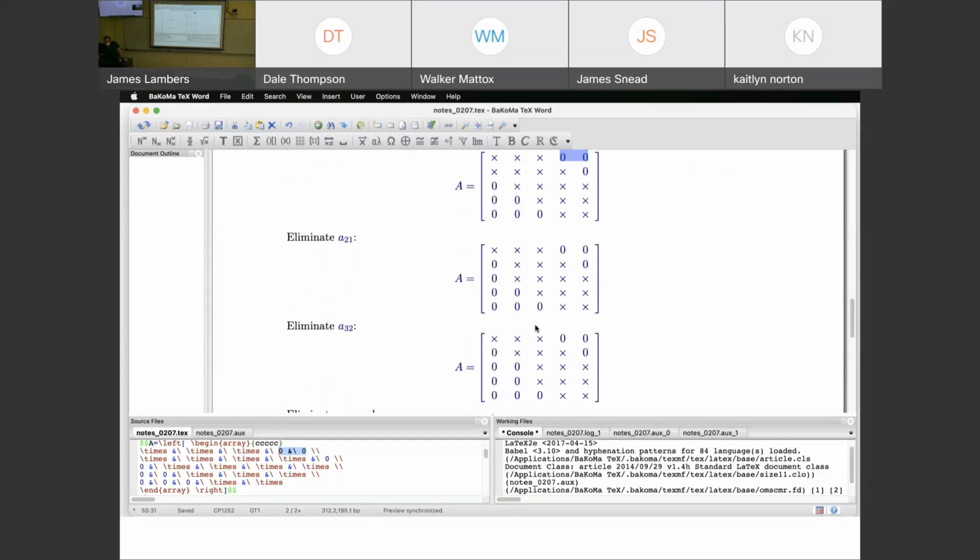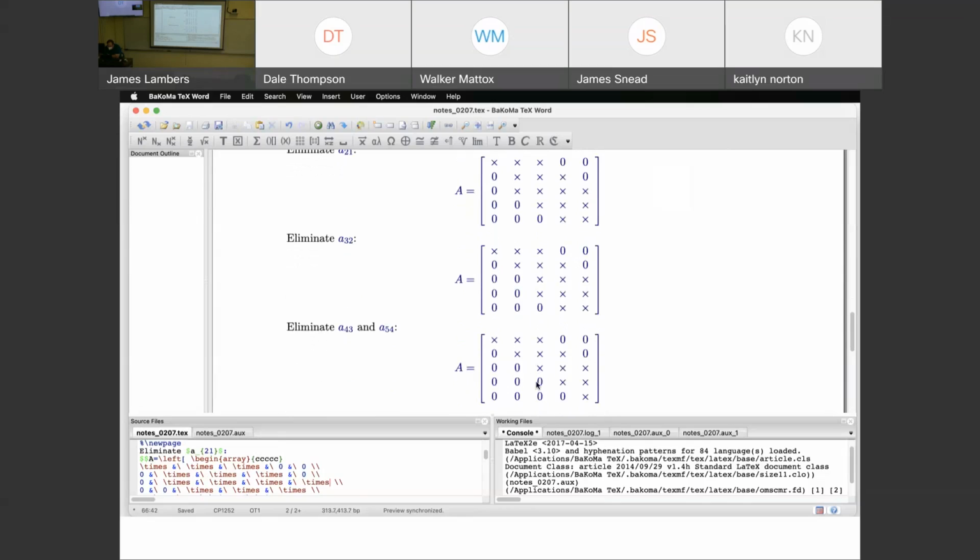Now we go to the second column and eliminate this entry, A32. Same situation. We take a multiple of the second row and subtract it from the third row, but again, this entry that's outside the upper band will not affect the entry below it. Then we keep going and eliminate this entry, A43, and then this entry, A54. This matrix is now upper triangular, and it has the same upper bandwidth as the original.